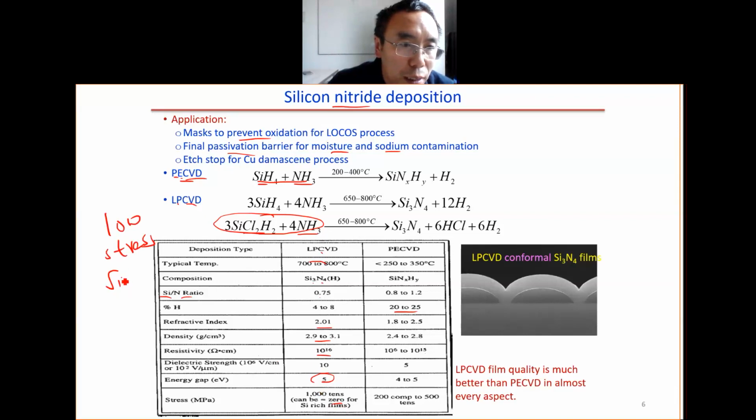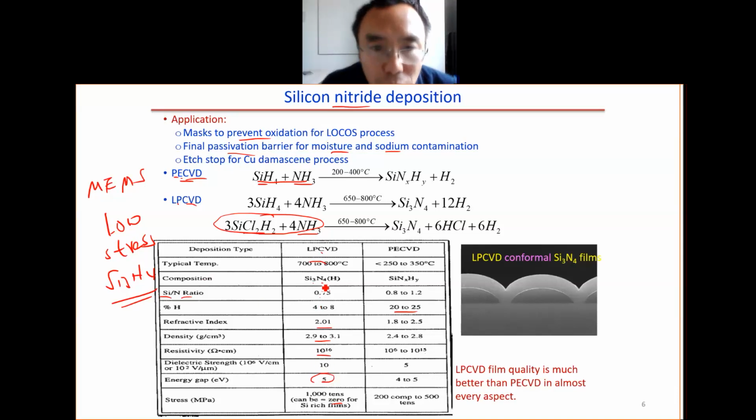Low stress silicon nitride is very important for MEMS, micro electromechanical systems. So we often need low stress silicon nitride. You can make it silicon rich, which means we have this gas very high and this gas very low. So we get silicon rich deposition. Then we get a low stress. The deposition can be very conformal because the thickness is the same everywhere.